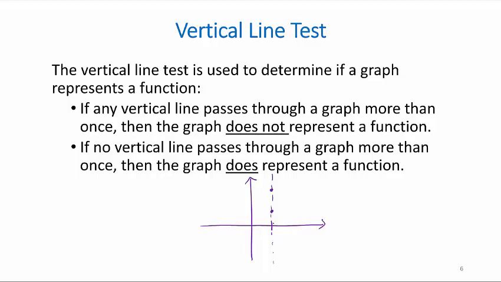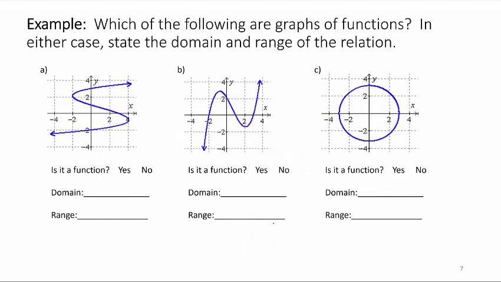So the vertical line test is a good way to visually see very quickly whether the graph is a function, because what it's doing is testing a value of x and determining whether or not it corresponds to two different y values. Okay, so let's do some examples. Which of the following are graphs of functions? In either case, state the domain and range of the relation. By the way, all of these are relations whether or not they're functions, so we can still state their domain and range.